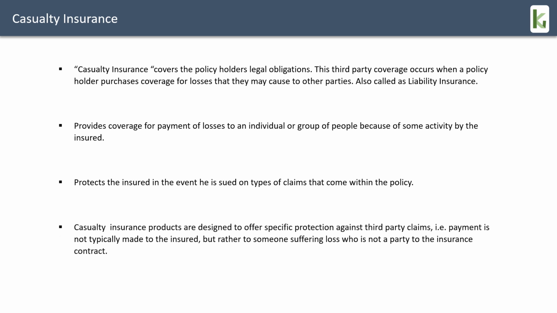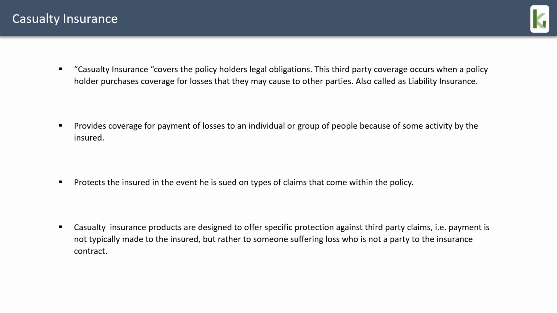And casualty insurance products are designed to offer specific protection against third-party claims. That is, payment is not typically made to the insured, but rather to someone suffering loss who is not a party to the insurance contract. So casualty insurance is a liability insurance, and as the term suggests, liability means you are liable to pay for certain losses to the other parties, right? So there are typically two parties, insured and insurer. And third party means the third person that is involved.